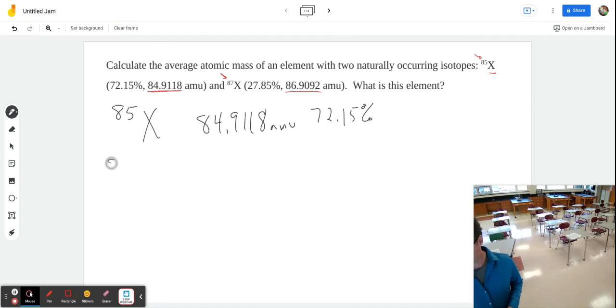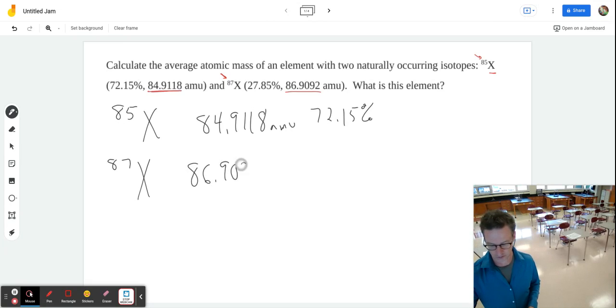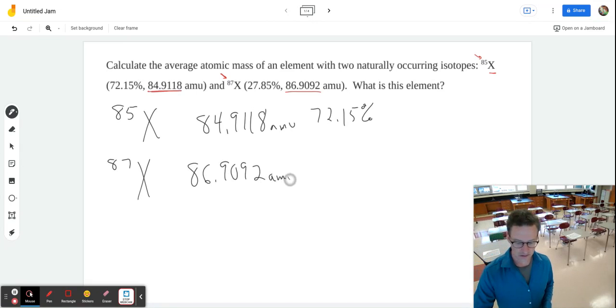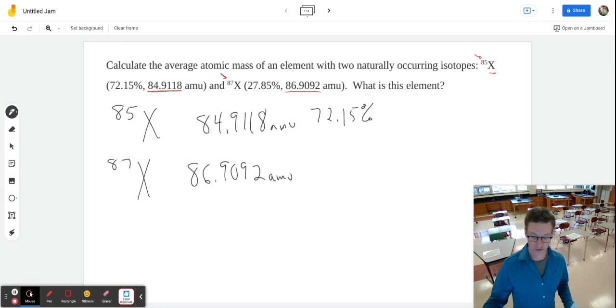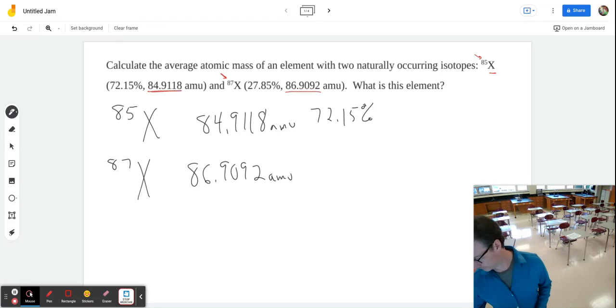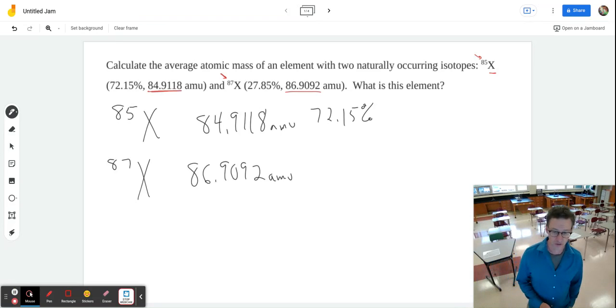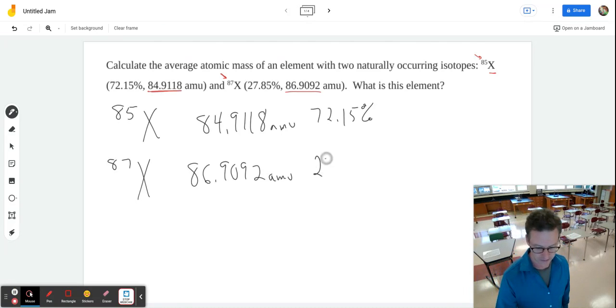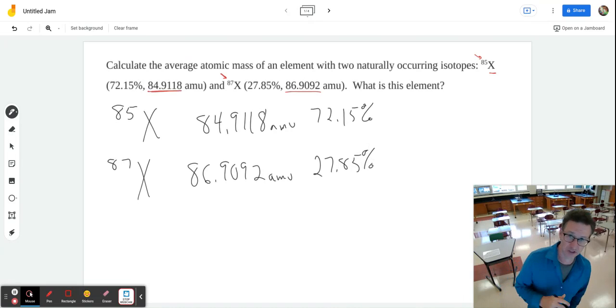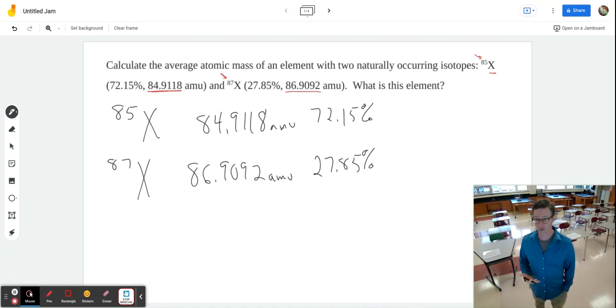The other isotope, X87, has a mass of exactly 86.9092 AMU. This is one of the only times we use AMU, by the way. So the abundance of this isotope is 27.85%.